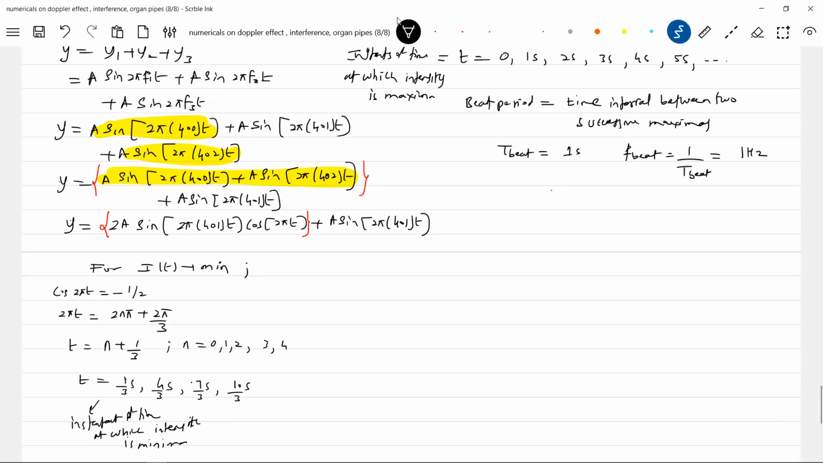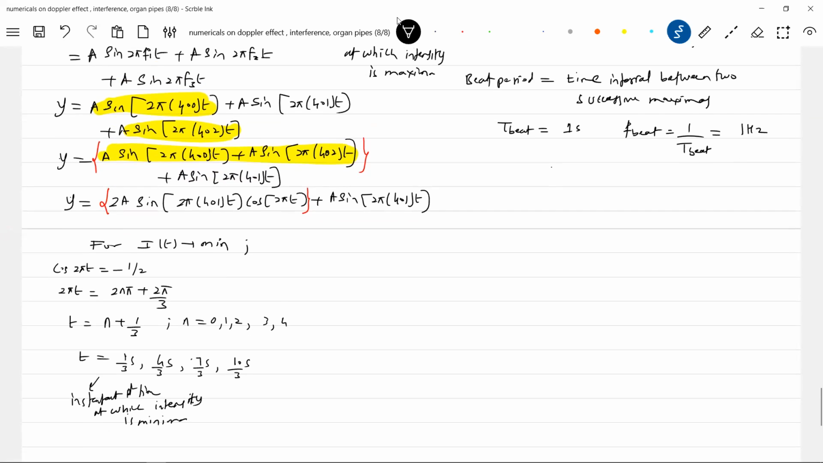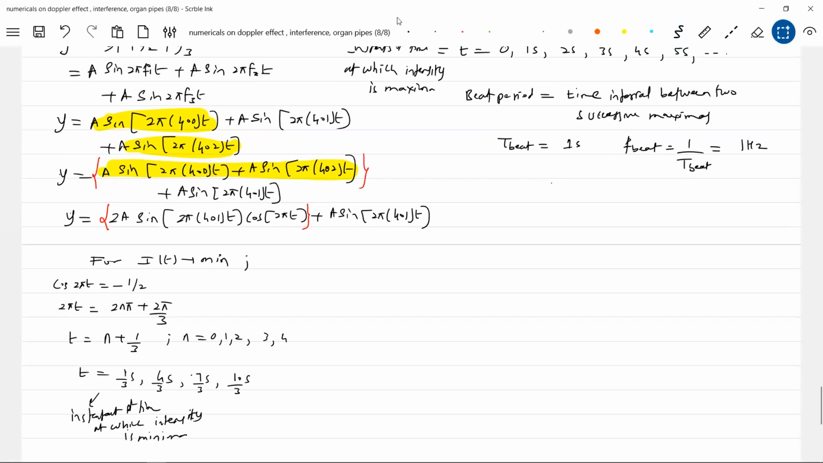Again, what can you do? The time interval between two successive minima is the beat period. Again, you get the same thing. Am I right? So these are the methods. I'm just showing the method.